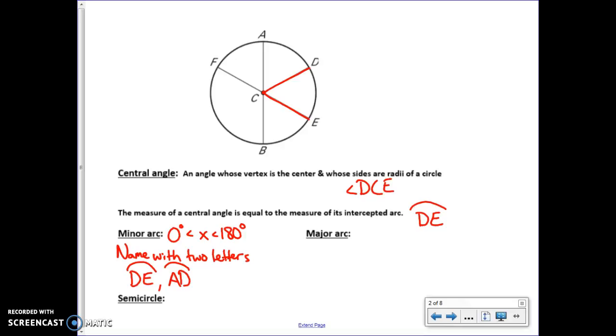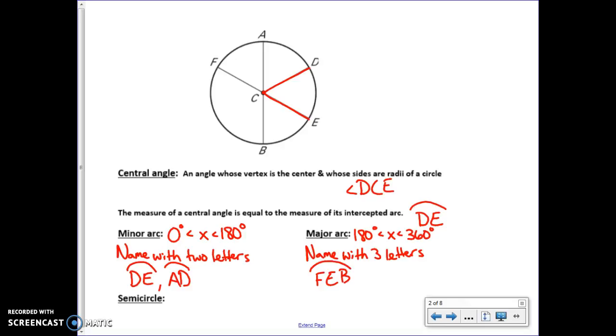A major arc is bigger than 180 degrees, but smaller than the entire circle, 360 degrees. We name a major arc with 3 letters. So a major arc could be like arc FEB.